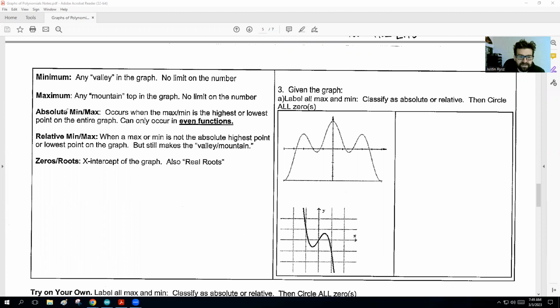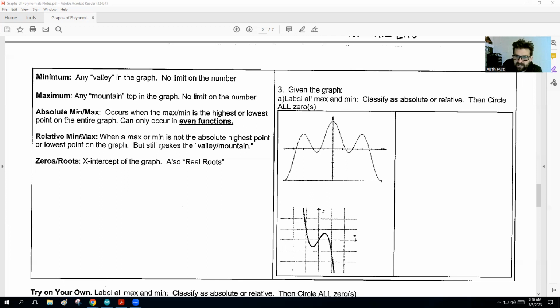Absolute minimums and absolute maximums are where the minimum or maximum appears at the lowest or highest point on the entire graph. Now this will only occur in even functions because odd functions will be going up or down towards infinity. Relative mins or relative maxes are the lowest or highest point in just a certain region. So they're the valleys or the mountains.